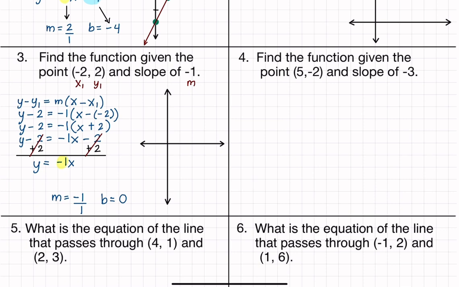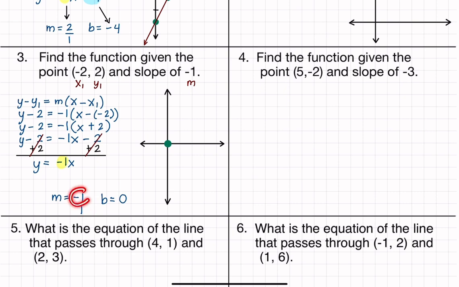Now we can graph it. So what is our starting point? Our starting point is always the y-intercept. But since it's 0, we will start at the origin. Next, we're going to do the slope, which is our rise over run. Our rise is negative 1 and our run is 1.